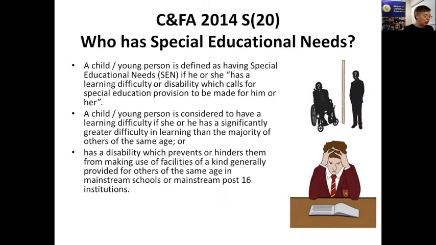A child or young person is considered to have a learning difficulty if she or he has a significantly greater difficulty in learning than the majority of others of the same age, or has a disability which prevents or hinders them from making use of facilities of a kind generally provided for others of the same age in mainstream schools or mainstream post-16 institutions.